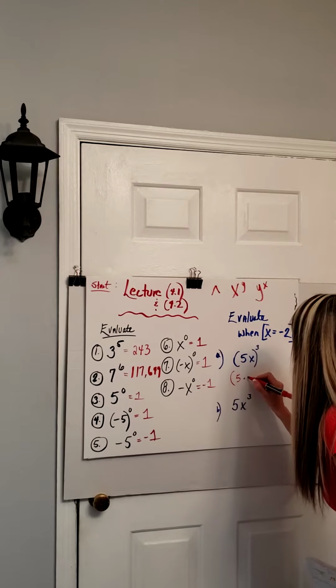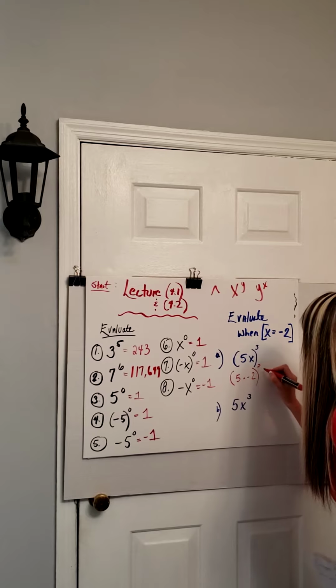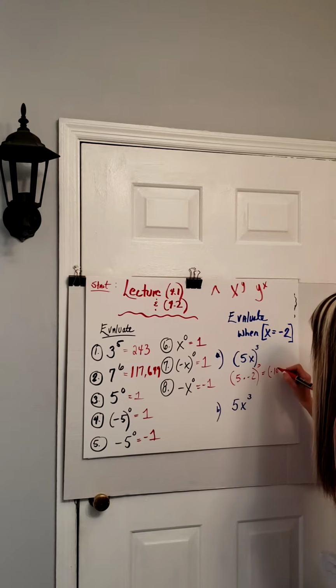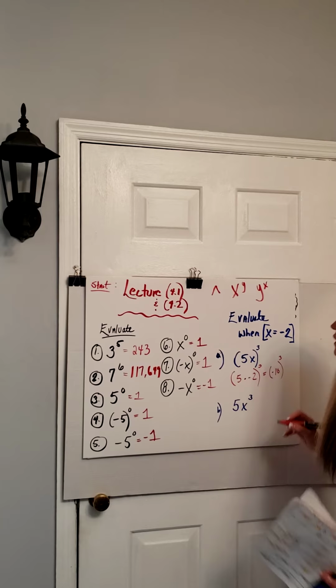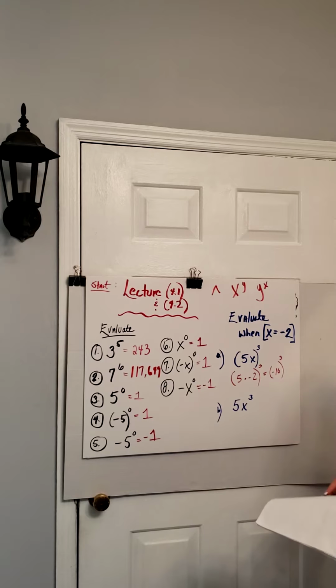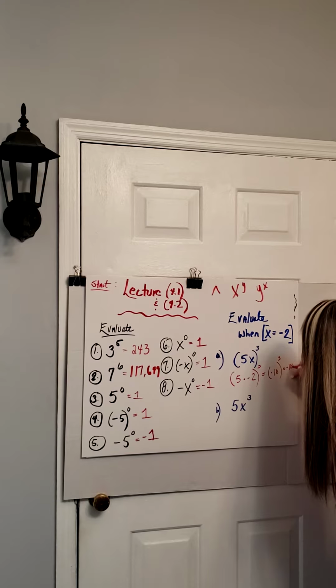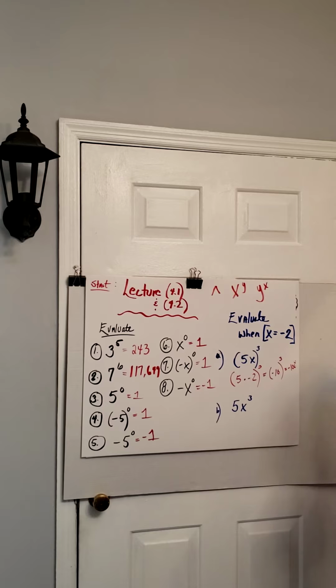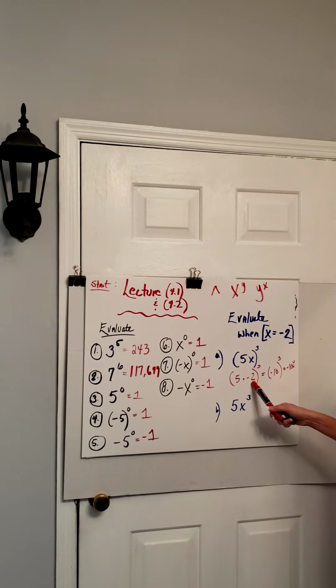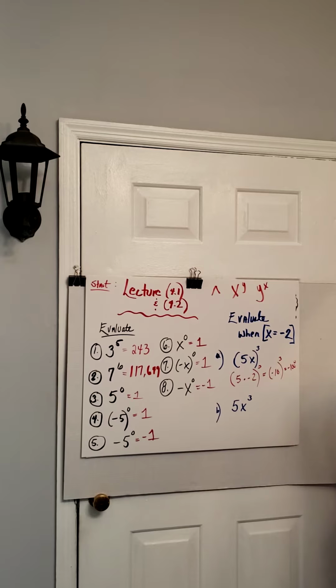5 times negative 2 to the 3rd power. So this is negative 10 to the 3rd power. So negative 10 times negative 10 times negative 10. We're looking at negative 1,000. Oops, running out of space on my makeshift board here. Okay. All right, excellent. All right, so again, I'm multiplying these first and then raising that to the 3rd power.